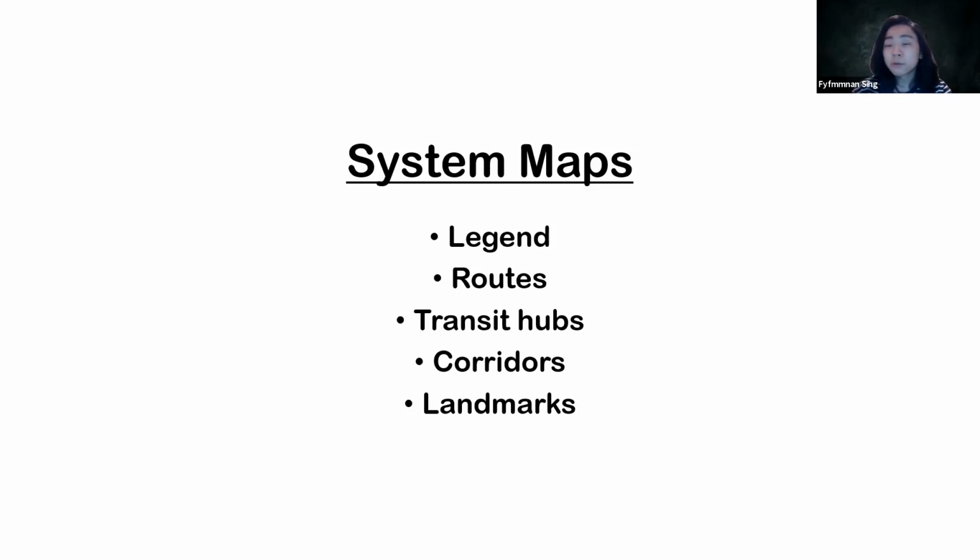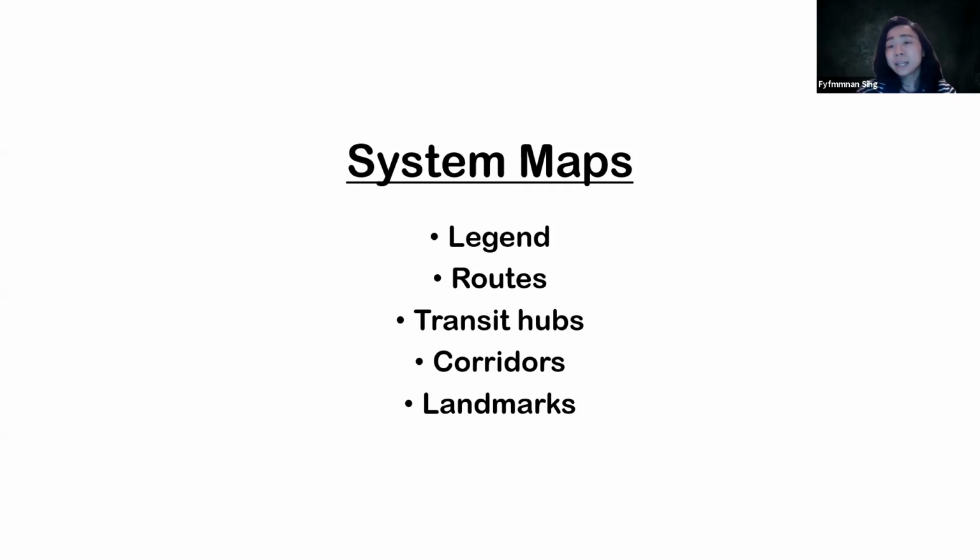We also want to look for the transit hubs. So what is a transit hub, first of all? A transit hub is a specific location. It could be a transit center, a park and ride, a train station, or any other specific point, a specific location where a lot of routes congregate. And so the point of a transit hub is to allow for quick transfers between routes.